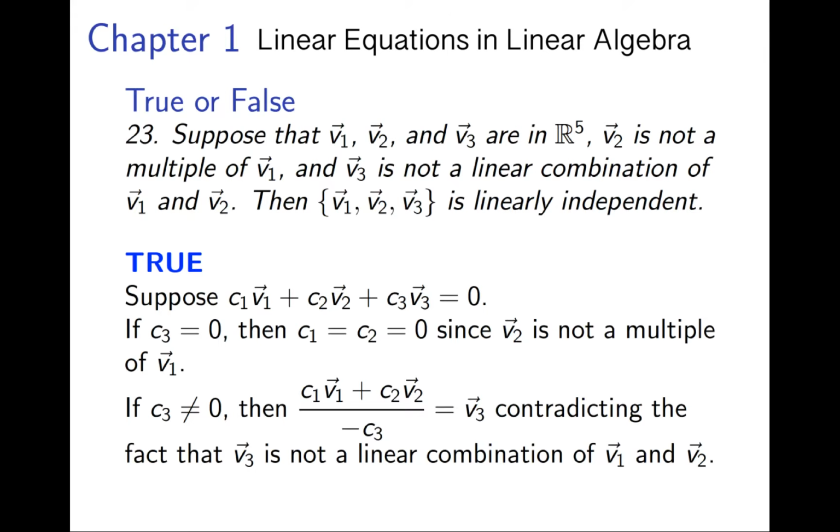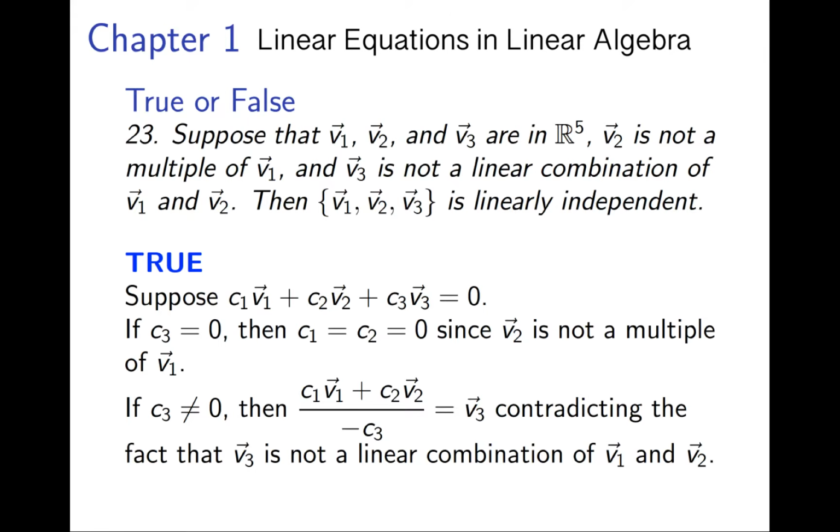Again, I didn't write out all the steps here, so you'd have to write a little bit more detail than this on a homework assignment, but this is the general idea. And if c3 is not equal to 0, well, then we could subtract over the c3 v3 and then divide by negative c3 to express v3 as a linear combination of v1 and v2. But we said that v3 is not a linear combination of v1 and v2. Thus, it's not the case that c3 does not equal 0, and we have that all of the weights are equal to 0, and our set is linearly independent.